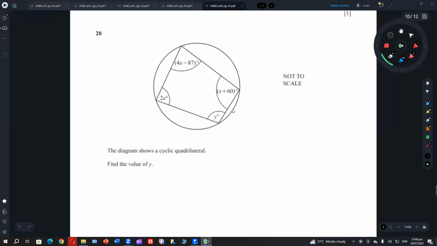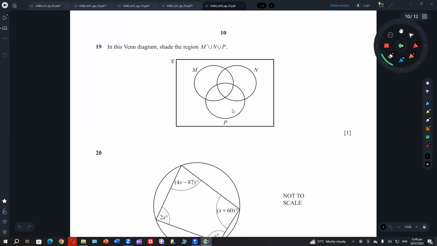Is this the question? Yes. In this Venn diagram, shade the region M prime union N union P. The first part is excluding M. M union N union P.